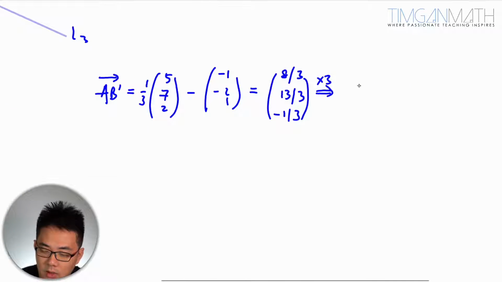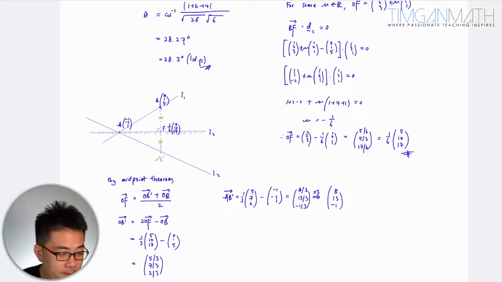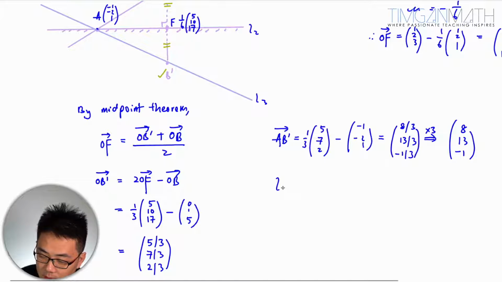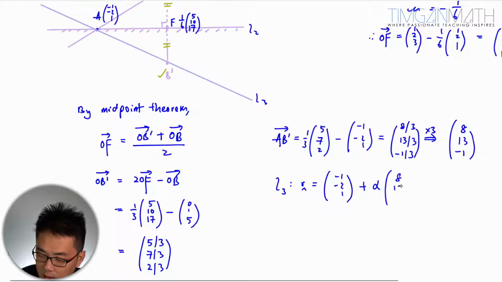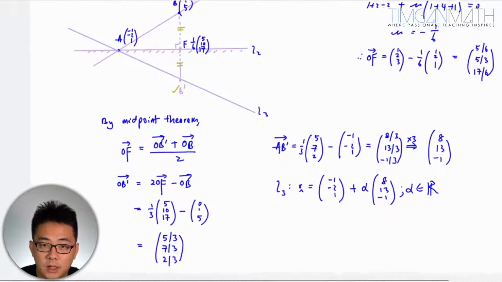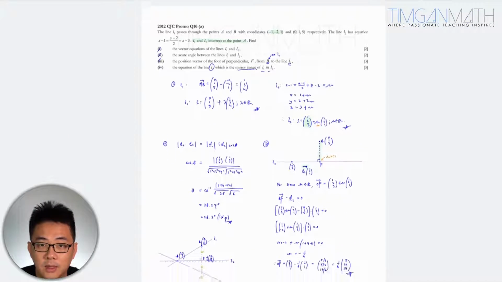The 3 there, so multiply by 3 throughout. 8, 13, -1. So this is the direction, so line 3 will just be, you just put A, which is -1, -2, 1, plus alpha times the direction vector. Okay, so that's how you do the last part, which is part 4.